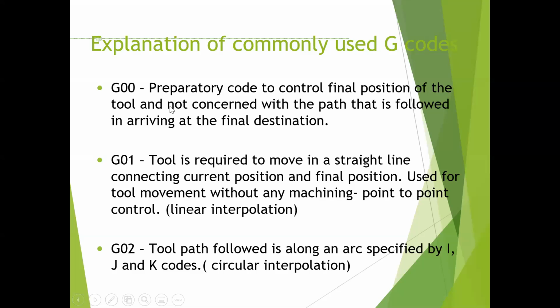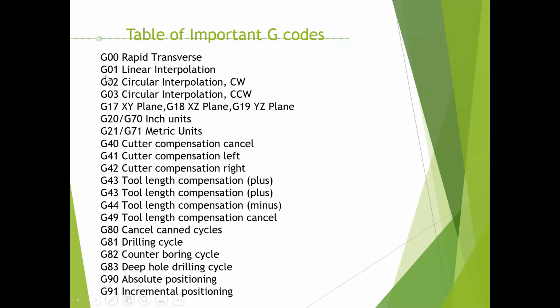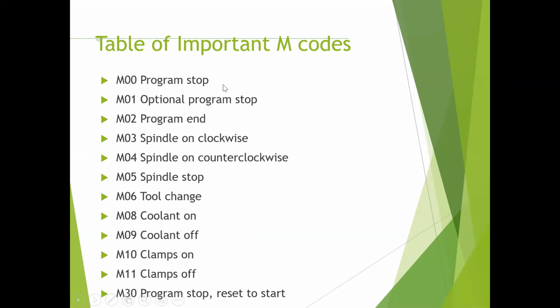And this is how preparatory code, common G codes are being used here. You can see G is the preparatory code to control final position of the tool and not concerned with the path that is followed in arriving at the final destination, G02. You can see how G code is being designated in this manner, everyone can see it. And this is M code, program stop, optional stop, program end, spindle clockwise, so on and so forth, at a glance.